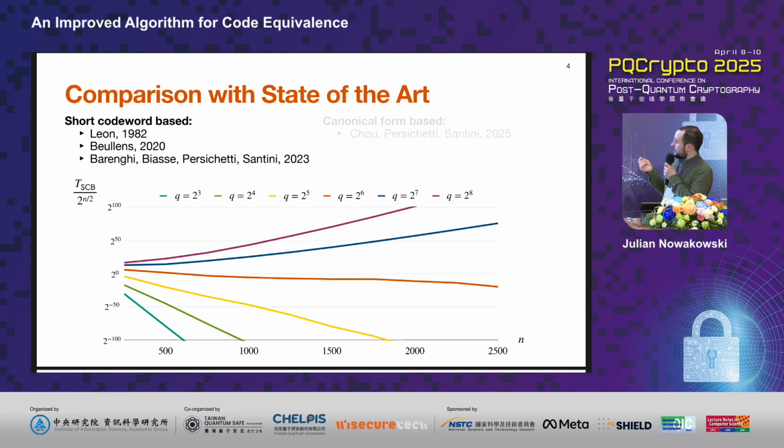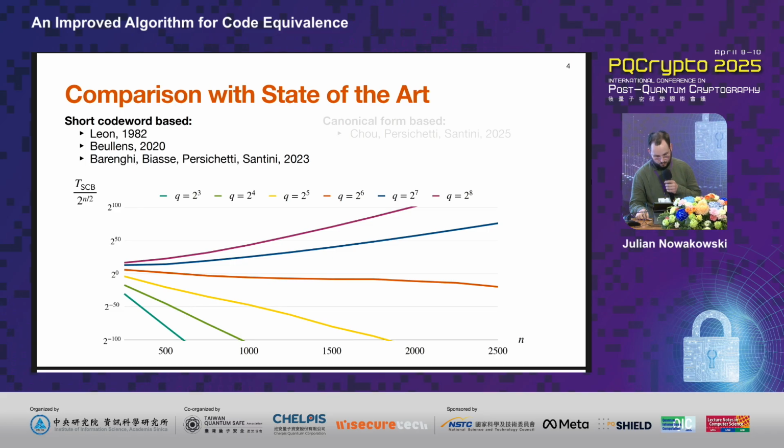And if we keep pushing q a little bit more and go to 2 to the 7, then you can see that the line actually starts to increase. So starting from 2 to the 7 on, the new algorithm is actually exponentially faster than all the short code words-based algorithms. And if you keep increasing q even more, then you can see that the exponential growth gets even faster.